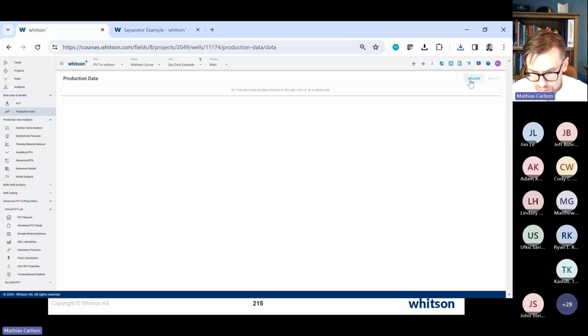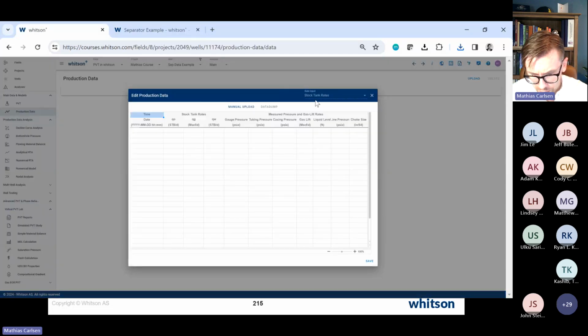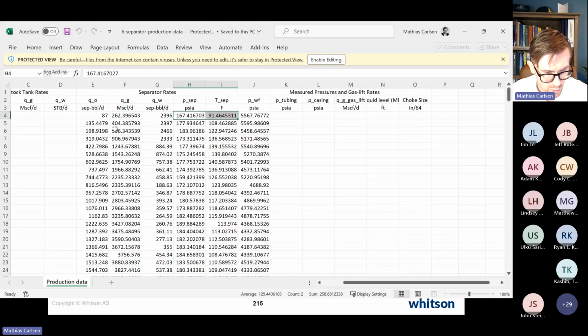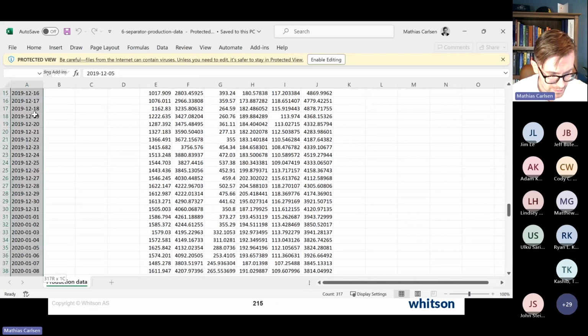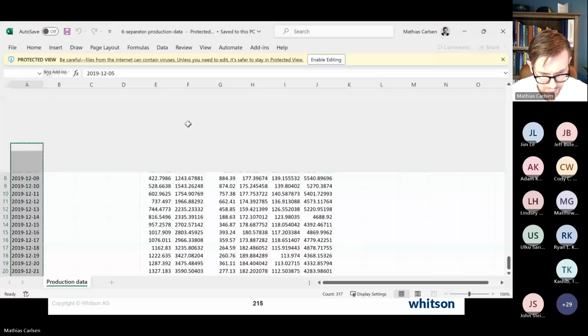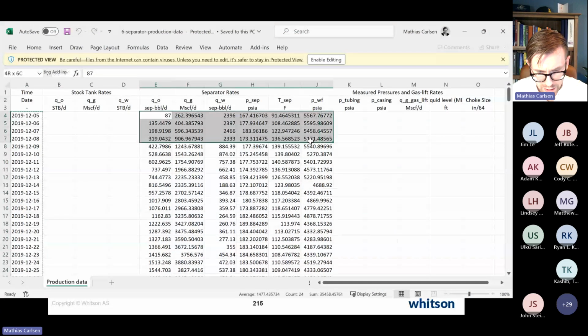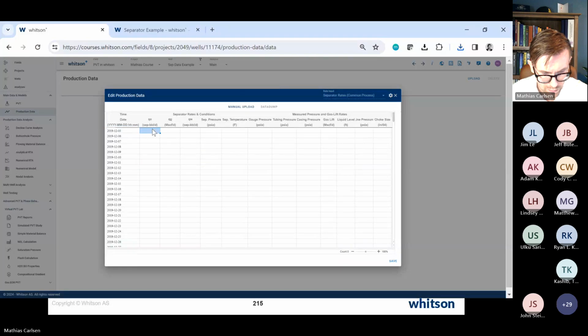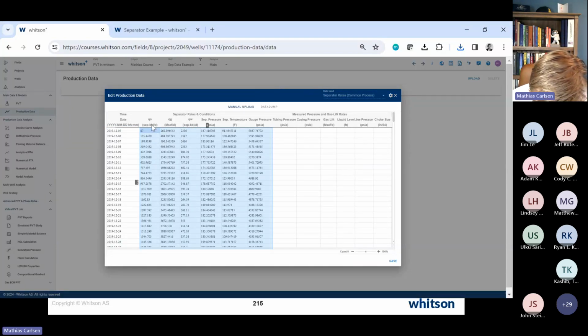So in the software, I click upload, and then at the top here, I'm going to switch to separator rates. And then I can input the time, which will be here. And then I'll just input these guys right here. And there you see I have oil rate, gas rate, water rate, separator conditions over time, and gauge pressure.